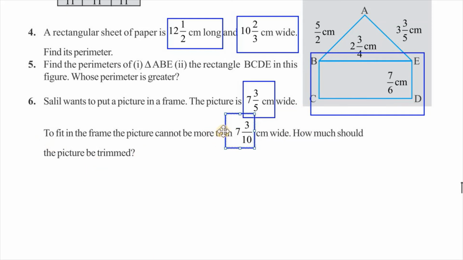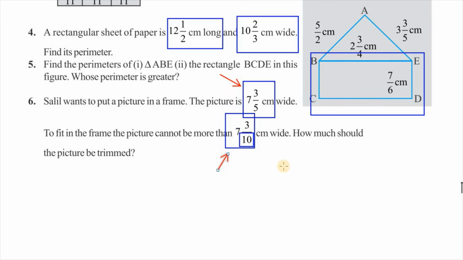So, one thing that you may get confused about is which of these is greater. This is 3 by 10 centimeters. Although 10 is a greater number because it's in the denominator, the numerators are the same. Therefore, we can easily conclude that 3 by 5 is greater than 3 by 10. By how much is it greater is the question. Because the picture cannot fit into the frame unless it is less than or equal to 3 by 10 centimeters.